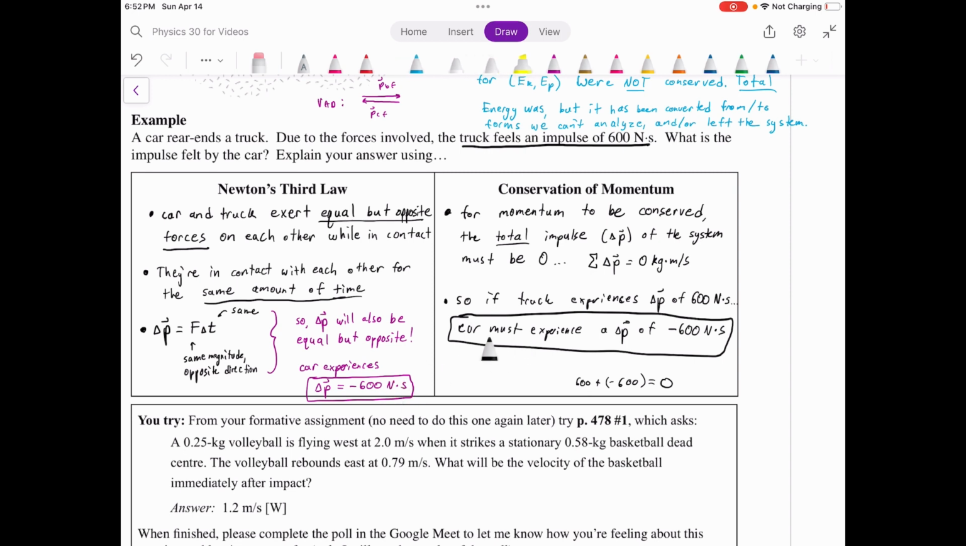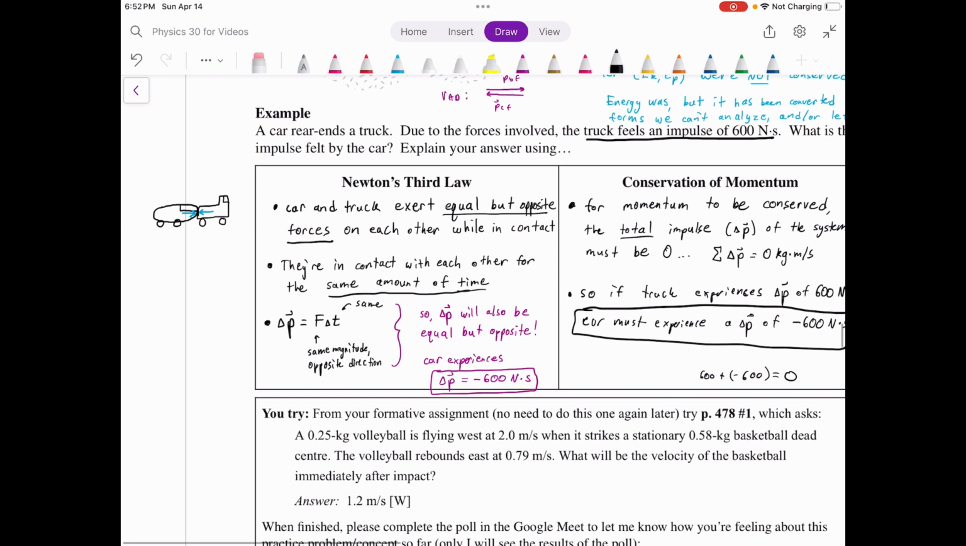So there we go, two different ways of thinking about it. I mean, sort of. They are very closely connected and at the end of the day are kind of the same idea. But with Newton's third law, we see that the car had to feel an impulse of negative 600 newton seconds if the truck felt one of positive 600 newton seconds, and also via the conservation of momentum, the truck just gained 600 newton seconds of forward momentum. That's only possible if the car lost 600 newton seconds of forward momentum so that the total didn't change.